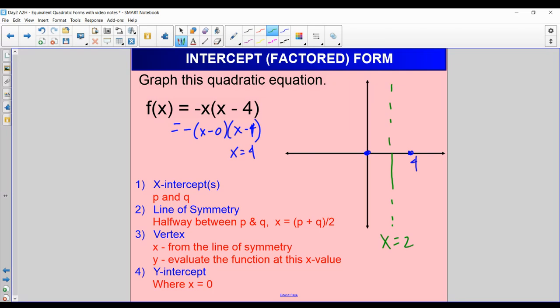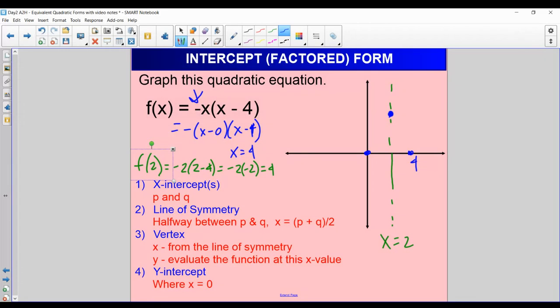I'm going to plug in 2. So I'm going to say f of 2 is equal to negative 2 times 2 minus 4. So I'm going to have negative 2 times negative 2, which is positive 4. So I'm going to have a point up here at 4. And if you see how this is setting up, it's going to be vertically reflected, which makes sense because I've got a negative a value. Okay, I've already got the y-intercept.